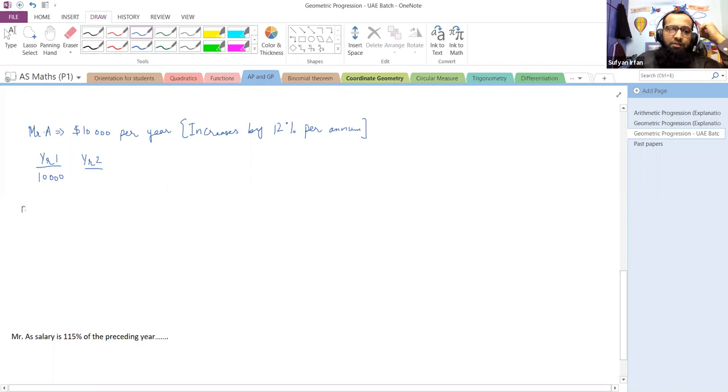The first method is the common percentage method, because we know that the amount is increased by 12%. We'll apply 12% to 10,000, then we will get 1200. Now when we add 1200 to the previous value 10,000, we will get 11,200. The second year is 11,200. This is method number one.